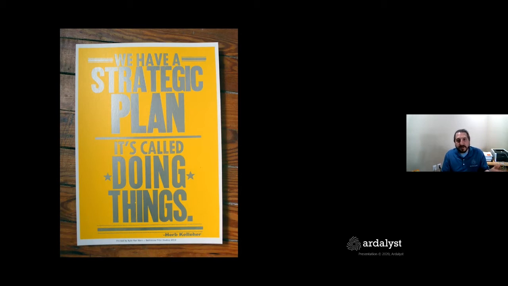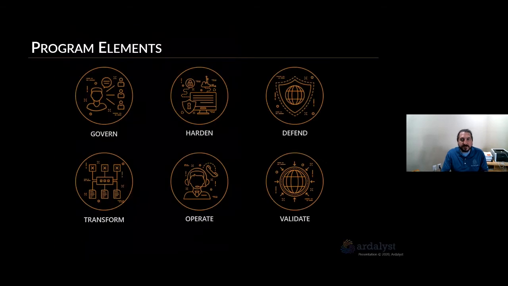So yes, you have a plan and you need to go do things. As a leader, the thing that you need to do is understand what the organization needs to do, and then make decisions about how those things are going to get done. At Ardalyst, we've broken this down into 6 program elements. If you asked us to come help you put your program in place or run your program for you, we would look at it across these 6 spheres.